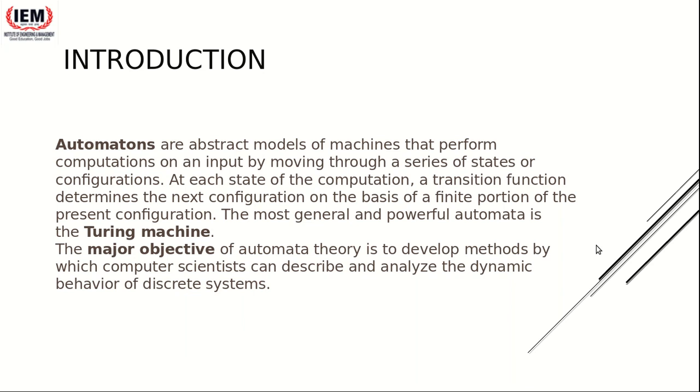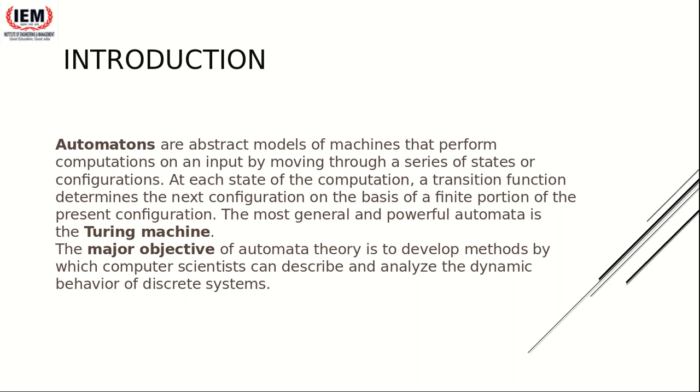Once we get into the details of the different machines and different automata, the most general and most powerful automata till date is the Turing machine. We compare the Turing machine to modern digital computers, and it is said that if a problem is not solvable by a Turing machine, it is not solvable by any computer. In other words, the Turing machine is analogous to a modern day computer.